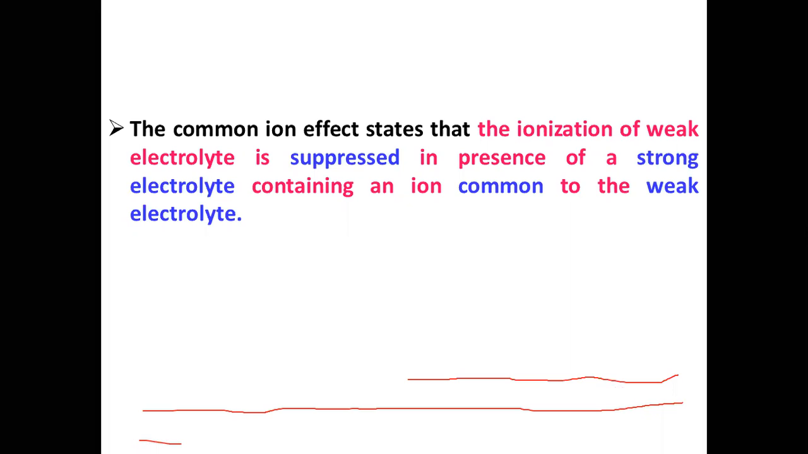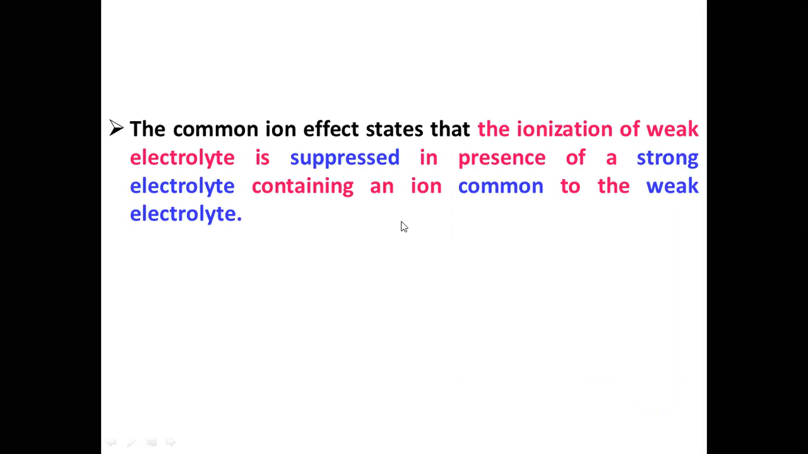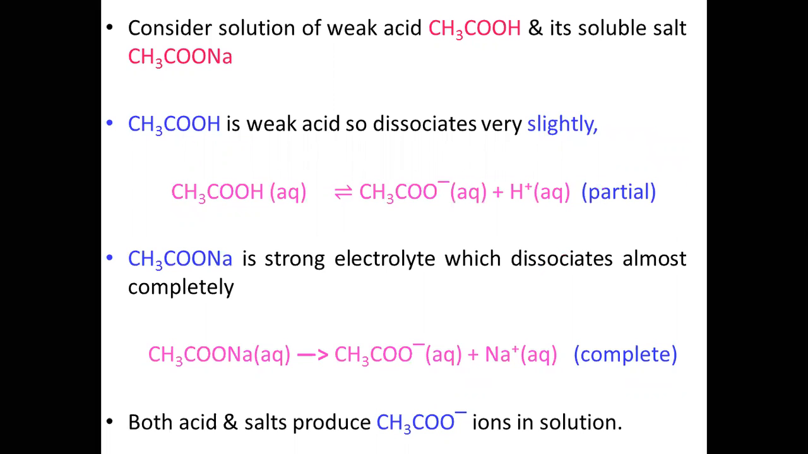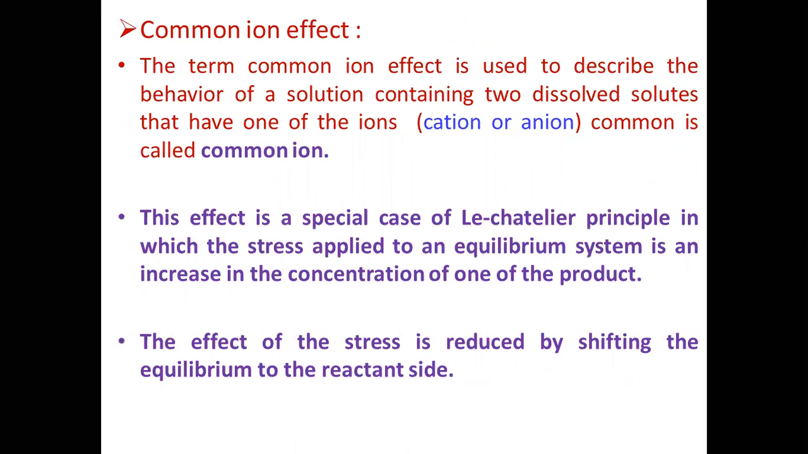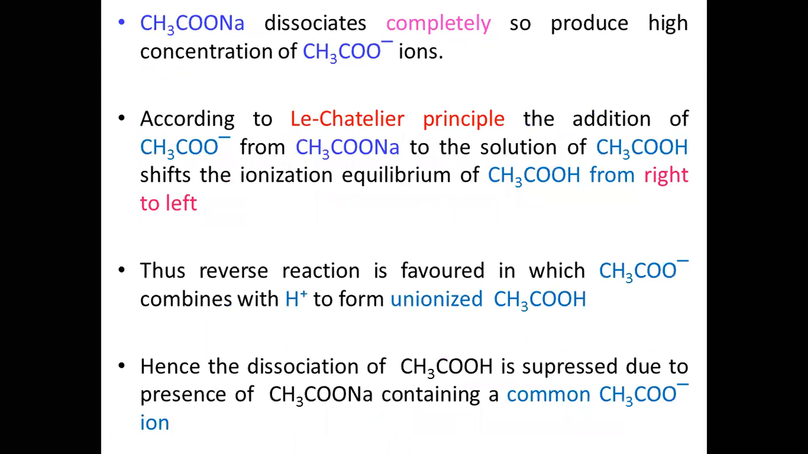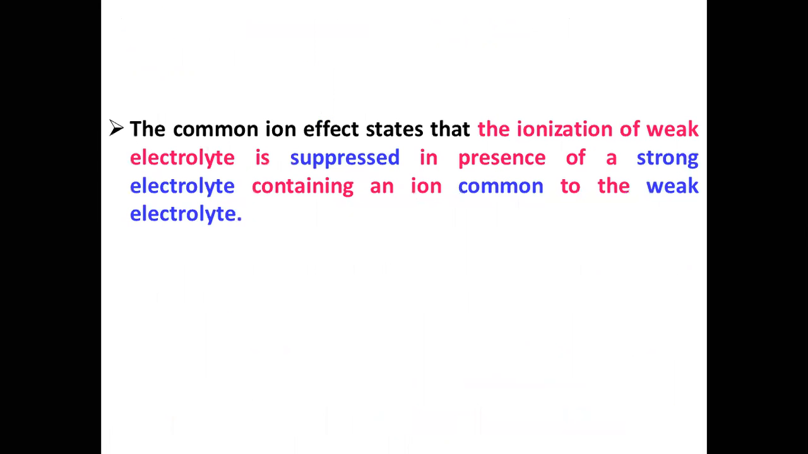The ionization of weak electrolyte is suppressed in presence of the strong electrolyte which contains an ion common to the weak electrolyte. Understood, students? So because of that common ion, the dissociation of weak electrolyte is suppressed by the presence of common ion. Okay, according to Le-Chatelier principle, this whole thing takes place. Okay, so this is called as the common ion effect. I hope सबको समझ में आया होगा common ion effect क्या है. This is very important. So this is all about the common ion effect.